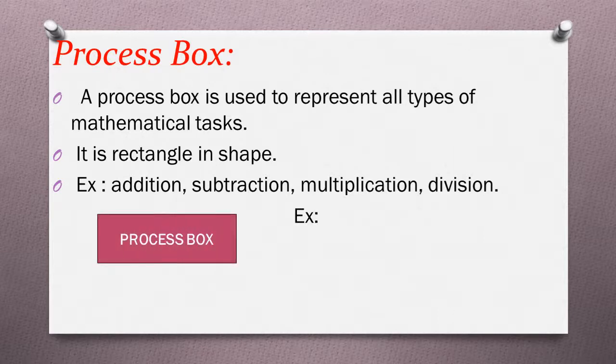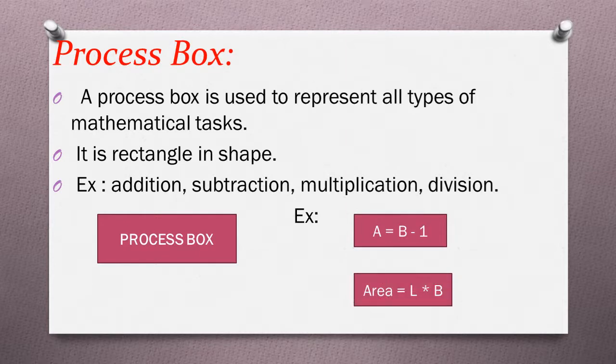This is a process box. Example for a process box: here subtraction process is going on. A equals b minus 1. Here you are going to calculate the area, that is area equals length into breadth. This is our process box.